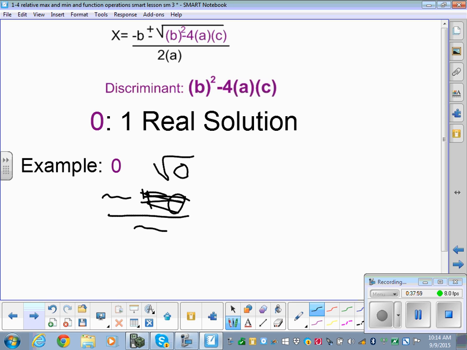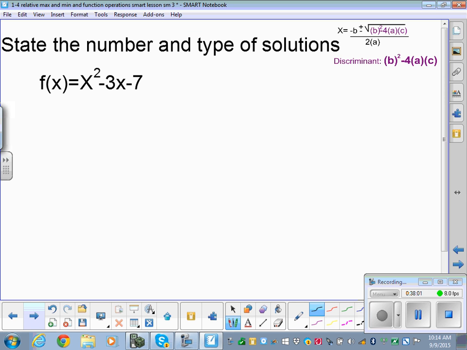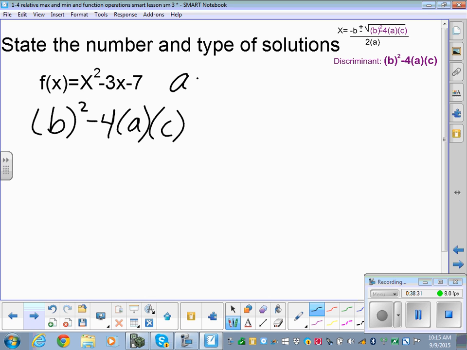Okay, so while that's fresh in your brain, let's practice. Do we need to go through an example, or do you feel like you can practice them? We better do one. Looking at this, f of x is equal to x squared minus 3x minus 7. It says state the number and type of solutions. We could go a long way, do the whole thing, and then look at our solutions and say, I got two real solutions, or two imaginary solutions, or one real solution. That's a lot of time. So I would just use the discriminant, b squared minus 4ac. So what is a equal to in this?